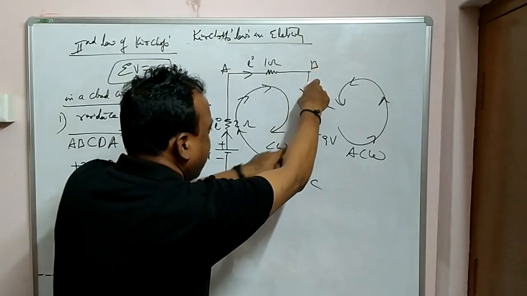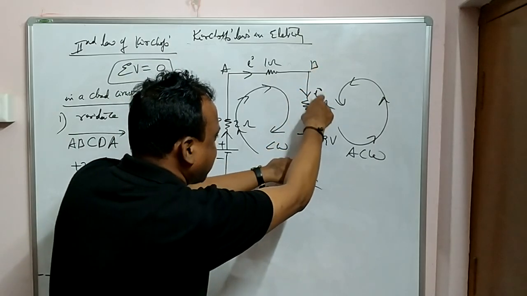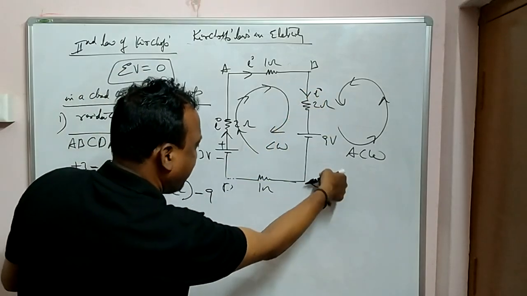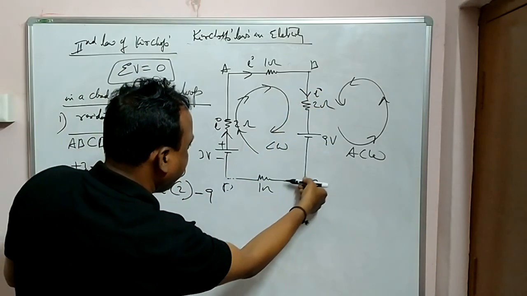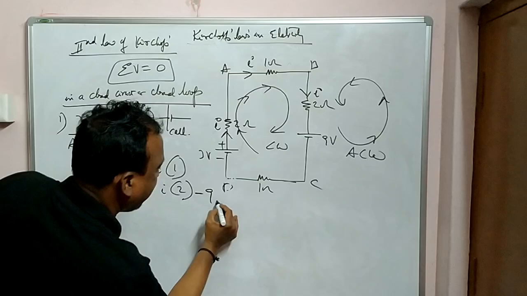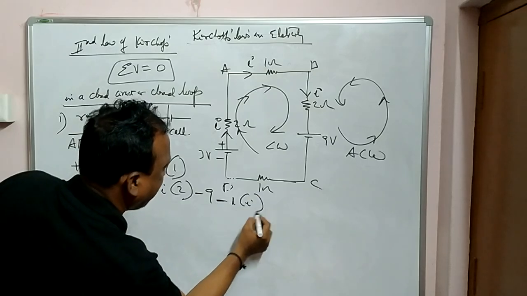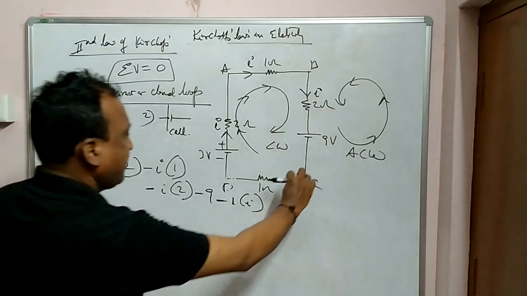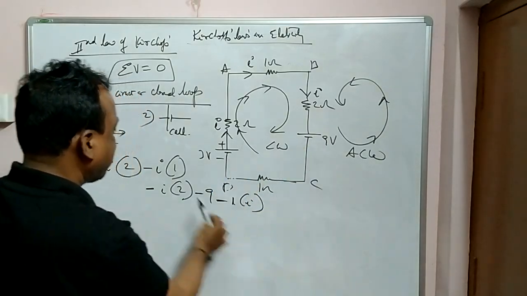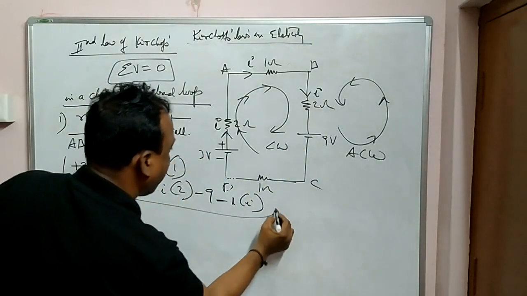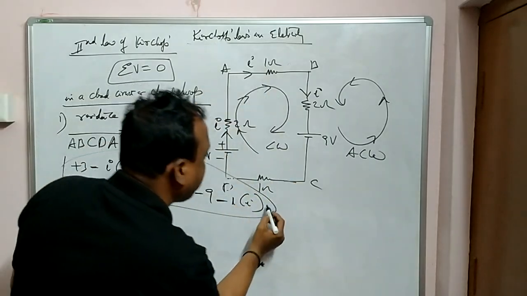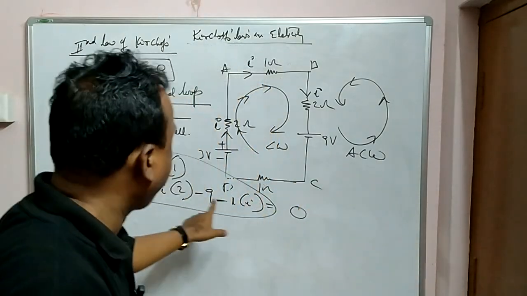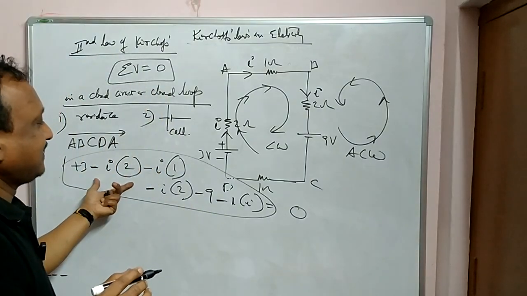Now I came to the cell. Now plus to minus, so drop. Minus 9 volts. Now again coming to here, direction of current again, minus 1 into I. And finally you can see here, again you are coming back to the start. So the loop is closed. This is how you have to apply the formula. This is a closed loop, so it is equal to 0, because it is a closed loop. This is how you have to apply.